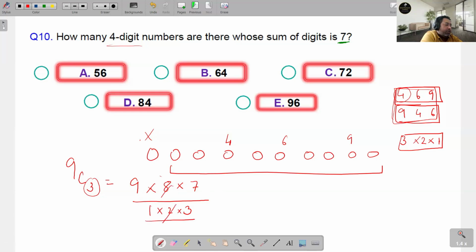So what do we get here? 4. This goes in 3 times. 3 times 4 is 12. 12 times 7 is 84. And therefore, there will be 84 4-digit numbers you can make whose sum of digits is 7. All right. So the correct answer is option D. All right. Let's move on to the next question. I hope this one is also clear.